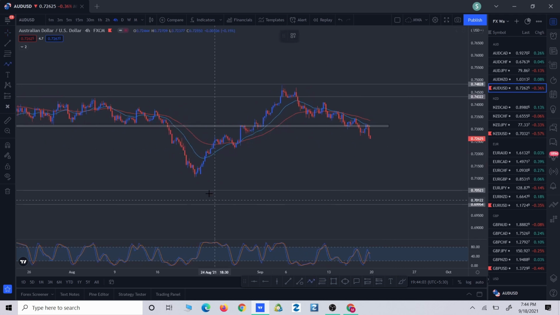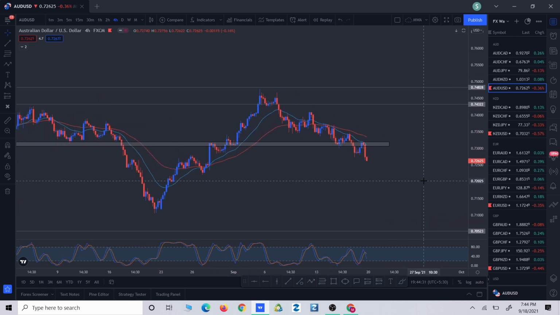On the 4-hour, as you can see, starting from here, we have the high, low, high, low, and then we have the high, low, high, and then the price gives a break and close below the previous low. So we made a low, lower high, and then lower low.